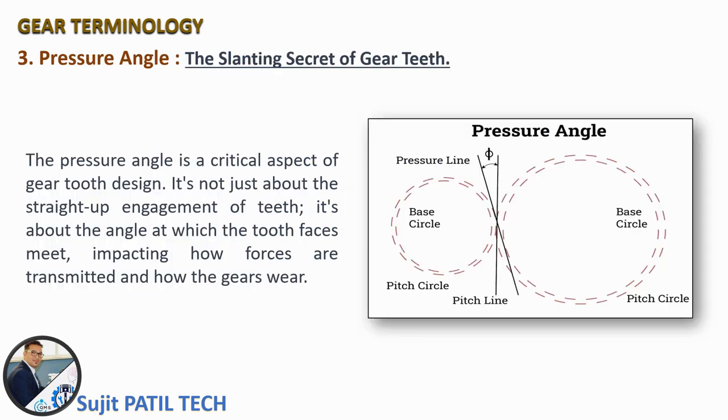3. Pressure angle. The slanting secret of gear teeth. The pressure angle is a critical aspect of gear tooth design. It's not just about the straight-up engagement of teeth, it's about the angle at which the tooth faces meet, impacting how forces are transmitted and how the gears wear.